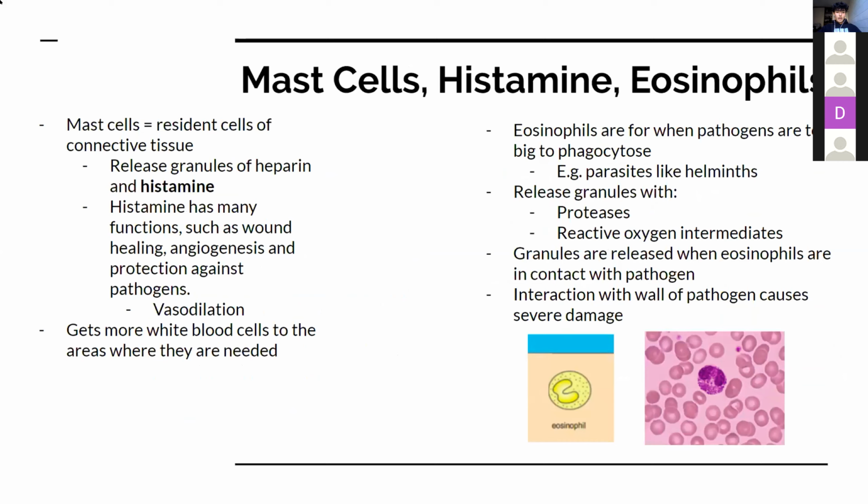Okay, I'll do this one very quickly. These are mostly mast cells, histamine, eosinophils. Eosinophils are for parasites like helminths, and they release granules with proteases and reactive oxygen intermediates that are basically used to kill helminths. So when you think eosinophilia, which is a high amount of eosinophils, it's probably because there's a parasite like a helminth. Mast cells release histamine, and histamine is good for vasodilation and wound healing, and this is involved in allergies. You'll cover that a little bit more next semester. All right, let's move on to the next slide.